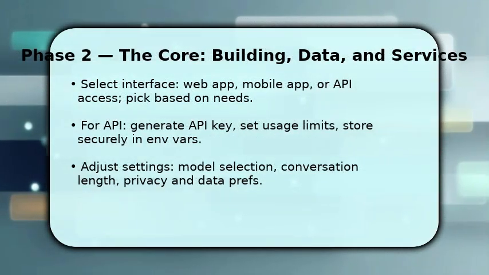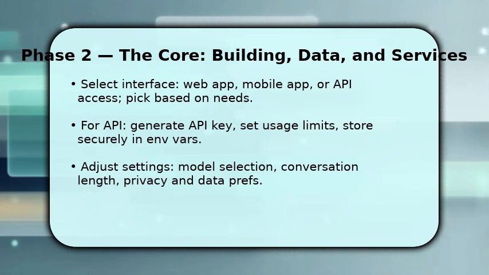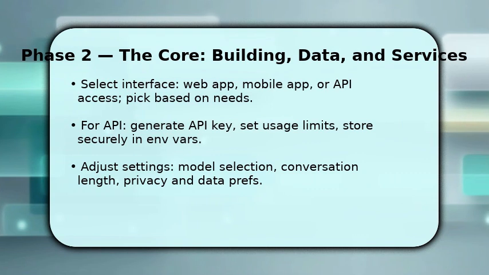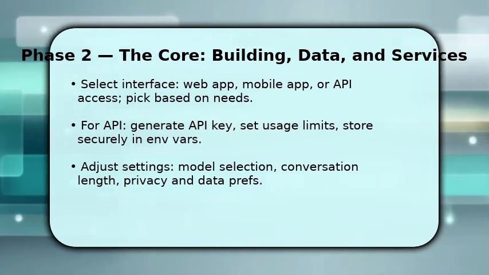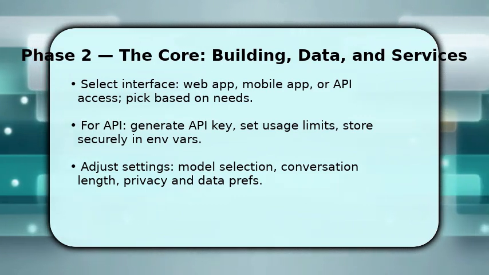Now choose how you'll interact: web app for quick use, mobile app for on the go, or API access for automation. If you pick the API, generate an API key, set usage or cost limits, and store that key in environment variables or a secrets manager. Make sure to select the right model and adjust conversation length or tokens to control cost and output. Also review privacy and data settings so responses and logs match your expectations before you start sending prompts.